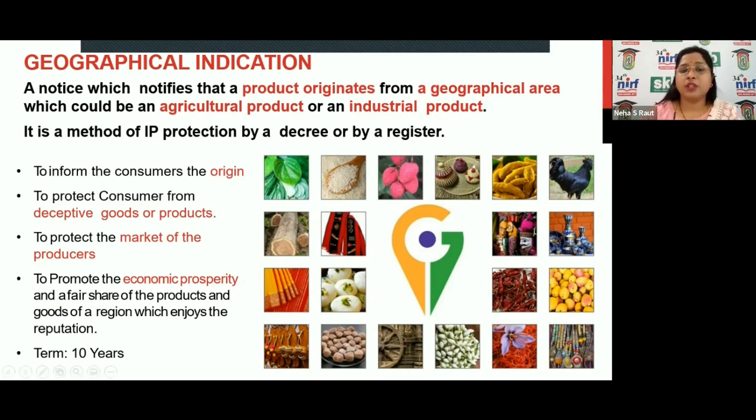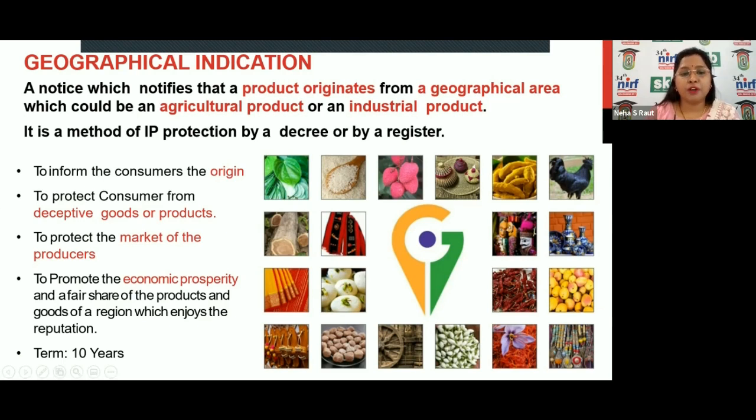So what type of information does it provide? It informs consumers about the origin of the product. Like Basmati rice, Vellore, right? So this gives the origin of the place. Similarly, Kanchipuram sari, right? That gives the origin of the product to the consumer. Again, it protects consumers from deceptive goods or products belonging to different areas, right? Then it protects the market of producers. That definitely we get more Kolhapuri chappals from Kolhapur, and it is associated with that particular area.